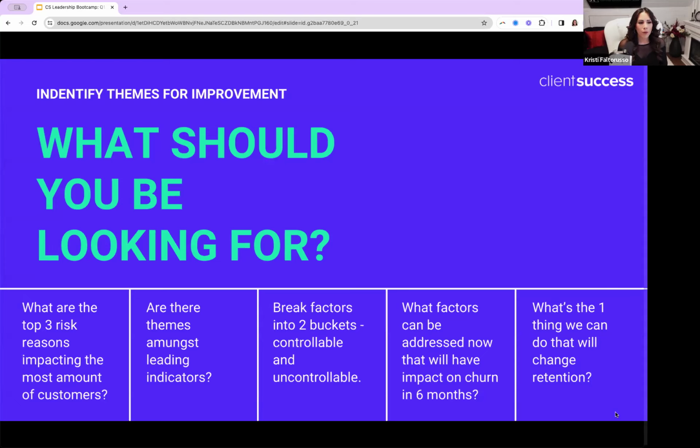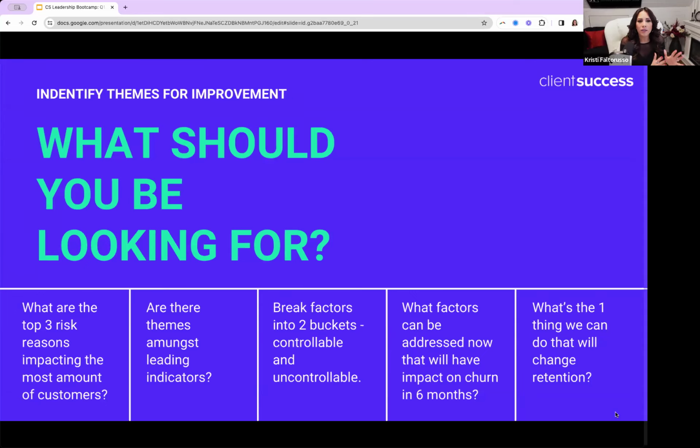So some of the things that I looked for: what are the top 3 risk reasons impacting the most amount of my customers? Thematically, what are those reasons? Now, I did bucket these out because I wanted to say, what are things that are within my control? I'm our chief customer officer. I'm not the product designer or developer. I can only influence with my team's strategy so much. So I'm saying controllable and uncontrollable, not for us as a company, but for me as a leader.